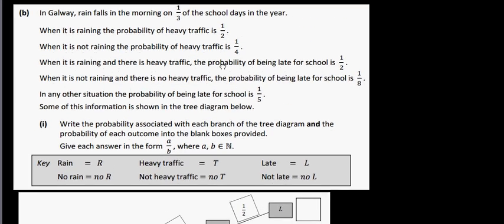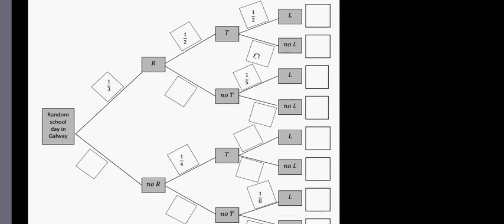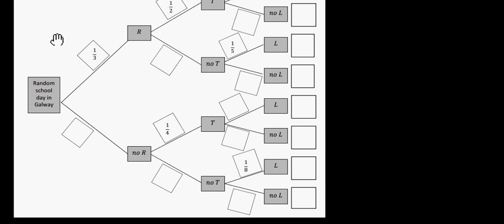So the first sentence says that in Galway, rain falls in the morning on 1/3 of school days in the year. So they filled that out here. This is rain here, this is not raining here. So it's going to rain on 1/3 of the school days. If that's the case, then this must be 2/3 here.